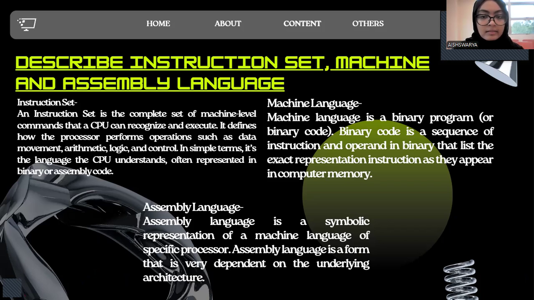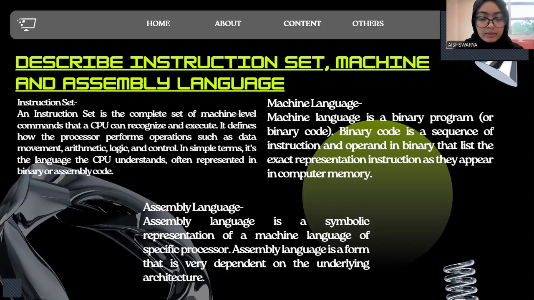Describe instruction set, machine language, and assembly language. Instruction set is the complete set of machine-level commands that a CPU can recognize and execute. It defines how the processor performs operations such as data movement, arithmetic, logic, and control. In simple terms, it's the language the CPU understands, often represented in binary or assembly code.